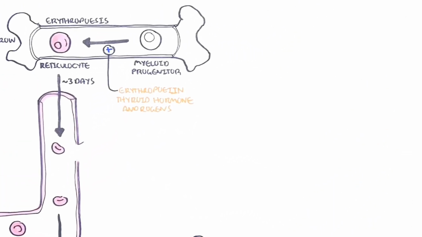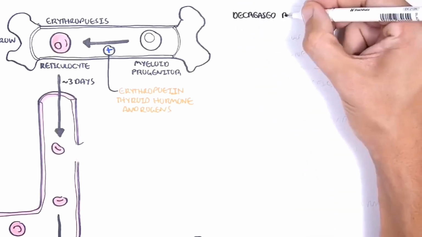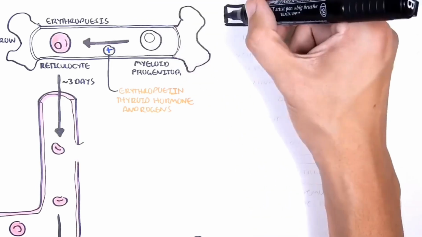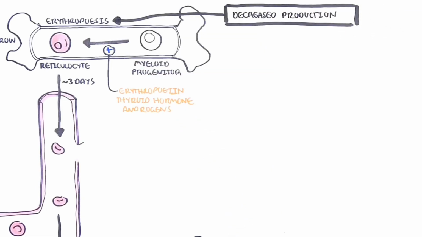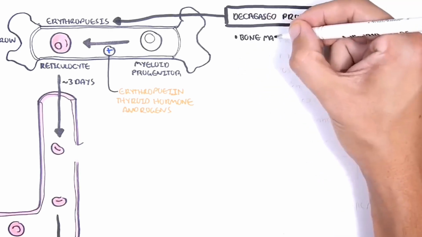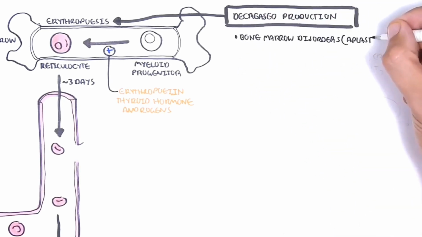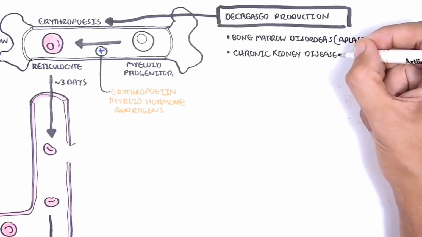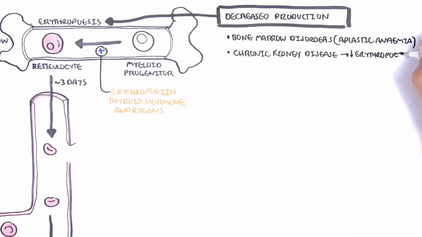We can easily categorize anemia in this way by looking at the red blood cell life cycle. A cause of anemia can be from a decreased production, so reduced erythropoiesis. Examples include bone marrow disorders such as aplastic anemia, because remember, red blood cells are formed from the bone marrow. Chronic kidney disease can also cause anemia because when you have chronic kidney disease or kidney failure, you're reducing erythropoietin production and therefore reducing erythropoiesis.